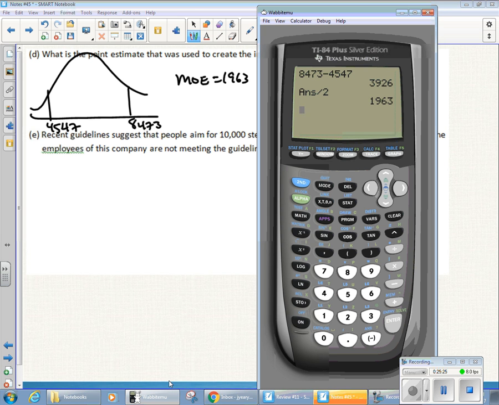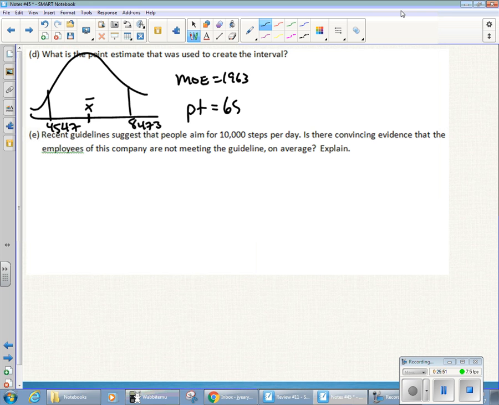So you've got a little freedom again. If you're an addition person, add to the lowest value. If you're a subtraction person, subtract from 8,473. Either way, it's going to put me back in the middle of this interval. So I'm an addition person: 4,547 steps plus 1,963 steps tells me that that point estimate happens to be 6,510 steps. Or we could have called this X bar, which would probably be a better way to say it.